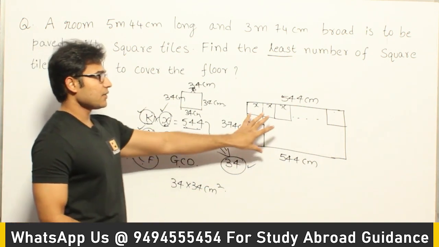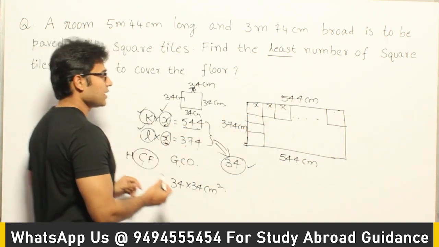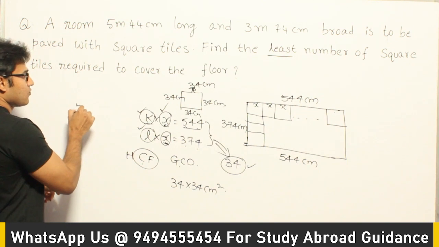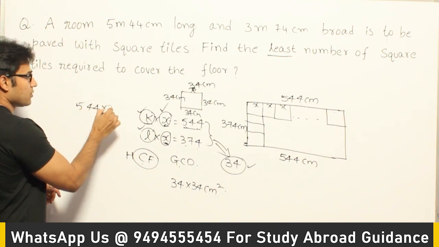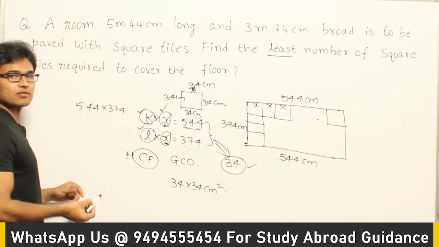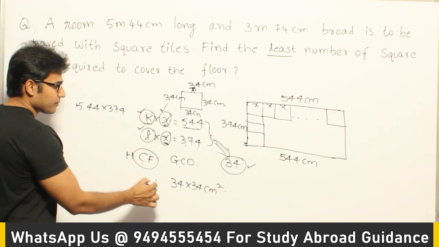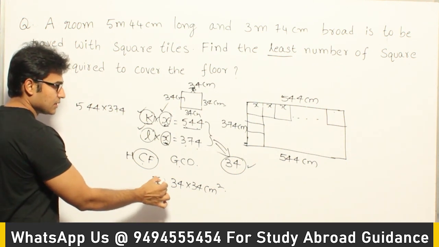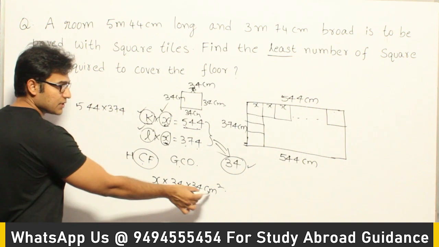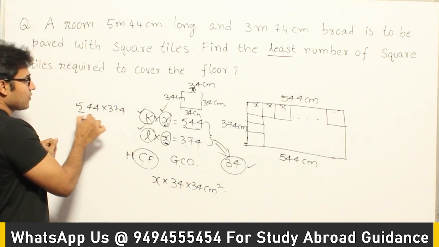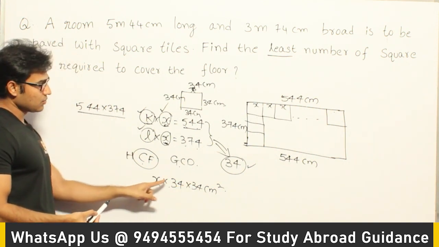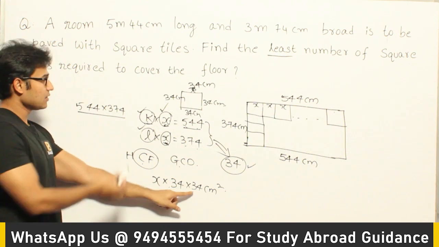And what is the total area that has to be covered? The total area that has to be covered is 544 into 374 centimeters square. Now using, let's say x, these x tiles of this area, we are trying to cover this total area. Therefore, x into these many tiles is equal to this area.